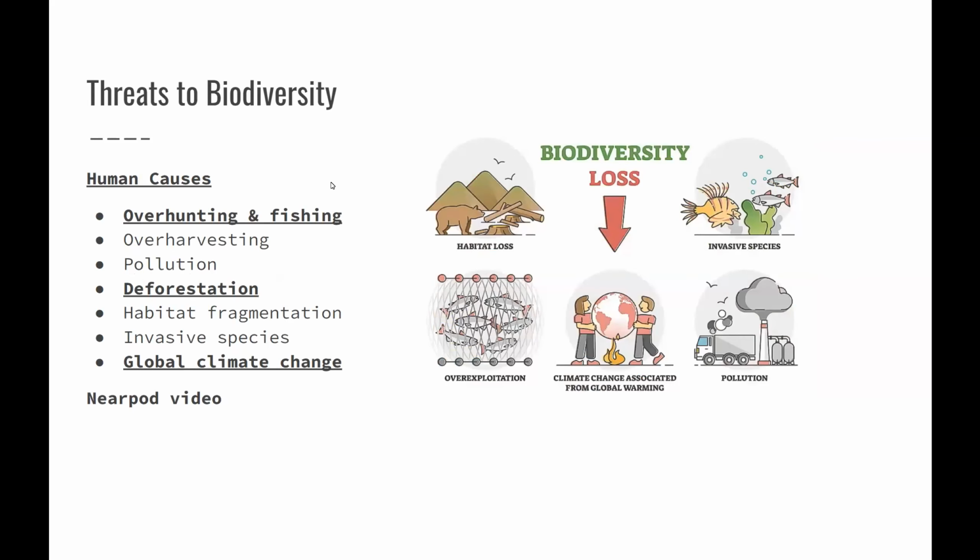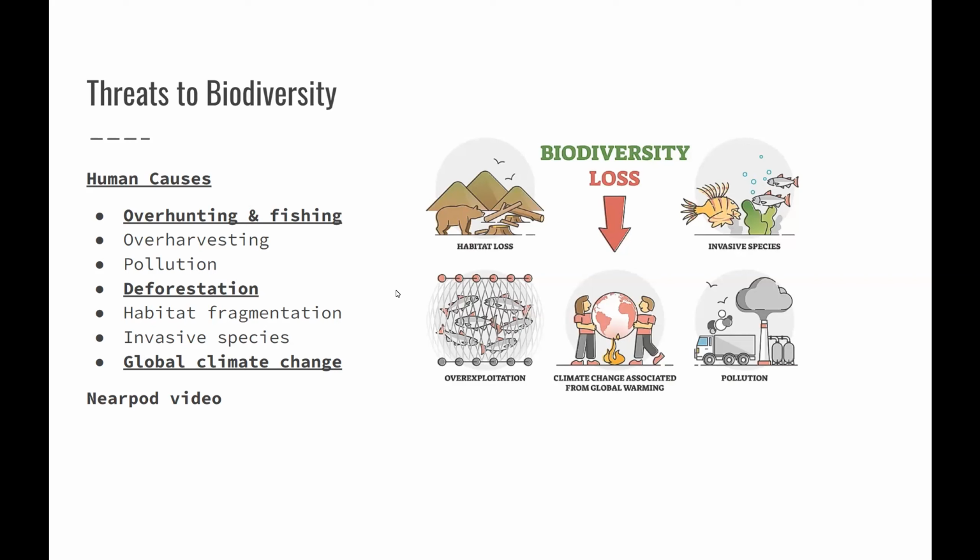However, there are some threats to biodiversity that we can do something about, and because we cause them. And so things like overhunting or overfishing, overharvesting of plants, pollution, deforestation, habitat fragmentation, invasive species, and global climate change are all things that humans have caused that are threatening biodiversity.